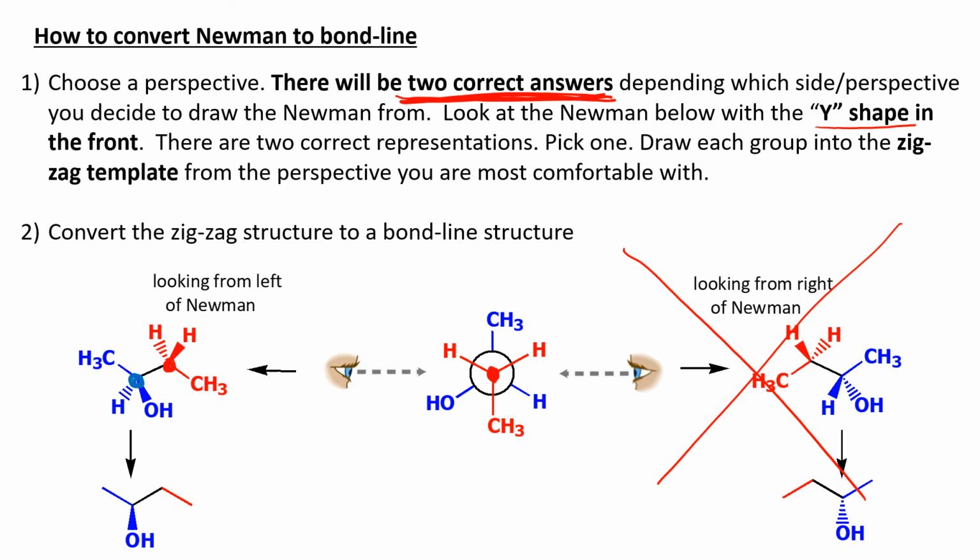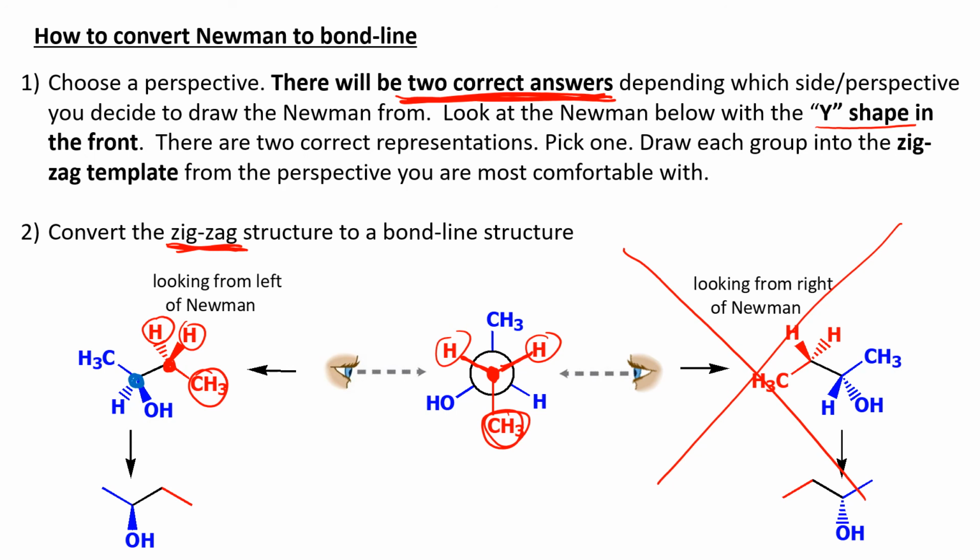Now, look at the front carbon. We have a Y shape. Up top are your hydrogens. Let's draw those in to our zigzag template. Right? We're going back to this. The zigzag template is simply an intermediate before we get to the bond line structure. And on the bottom of that zigzag, in the front carbon, is your methyl group.